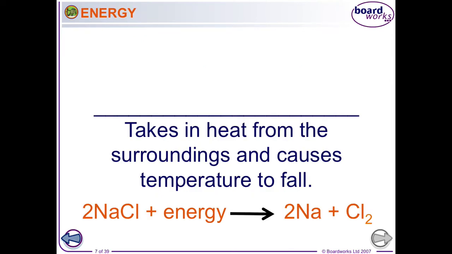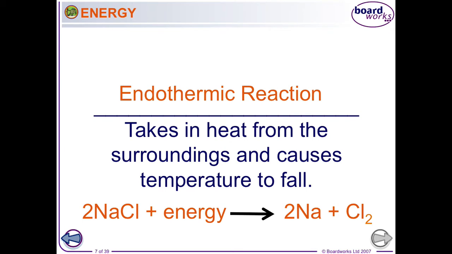All right, this type of energy reaction takes in heat from the surroundings and causes temperature to fall. Notice it's being transferred from the surroundings, so it's taking it in. For instance, sodium chloride is going to take in energy, and that bond is now going to break and give you sodium and chlorine separate. So you have sodium chloride plus the energy giving you sodium and chlorine separately. Whenever it takes in energy, that's an endothermic reaction.